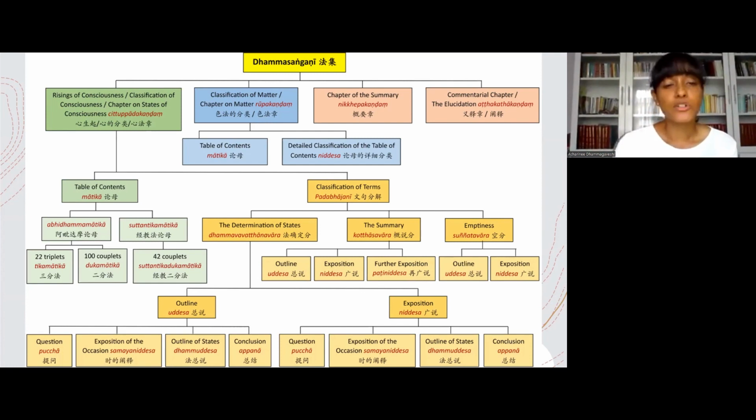Now, what we are going to talk about here is the Mātikā. And the Mātikā is given over here under the Chittupada Kanda. What we are going to start off with is the Tika Mātikā. Together with this, we'll also be talking in parallel about the Nikkhepa kandaṃ and the Aṭṭhakatha kandaṃ descriptions of each of these Mātikās.